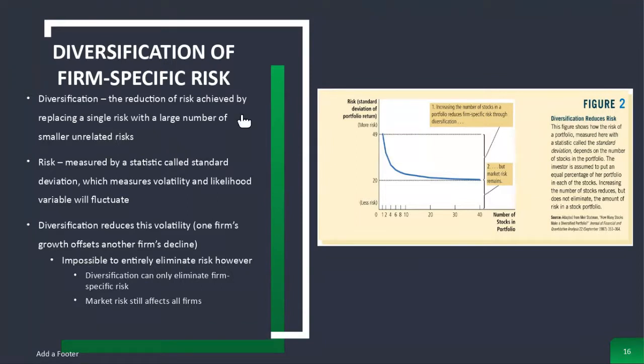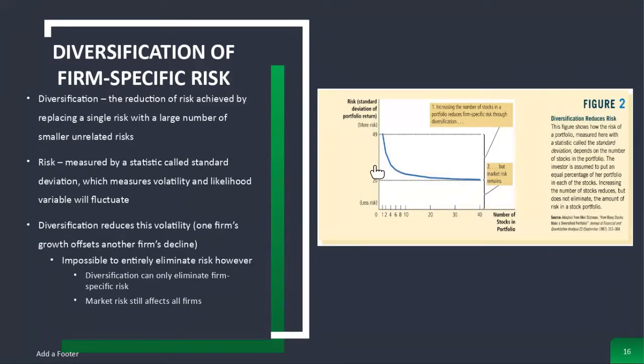As we mentioned in the last class, a mutual fund is a form of financial institution where you buy a share in the mutual fund, but the mutual fund diversifies risk for you by buying stocks in several firms as opposed to buying a single stock in a single firm. Now, risk is measured by a statistic called standard deviation, which measures volatility and the likelihood the variable will fluctuate. Through standard deviation, we're able to guess how much a variable is going to deviate within a range of values.